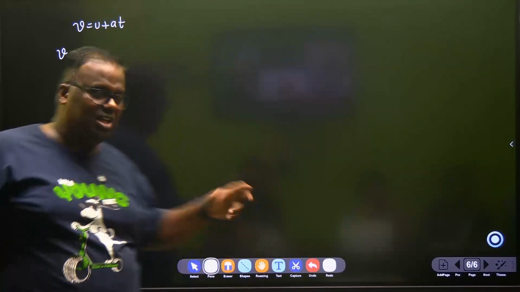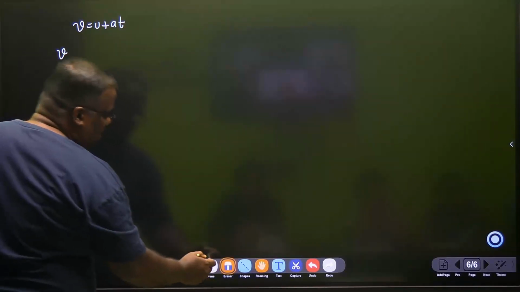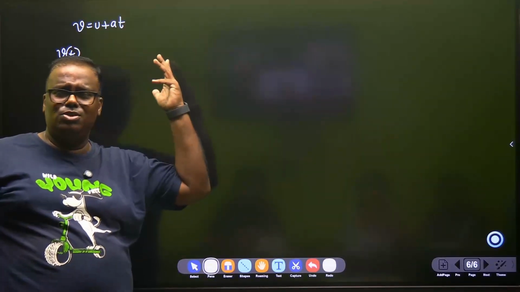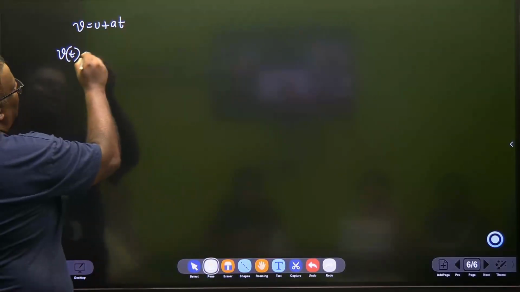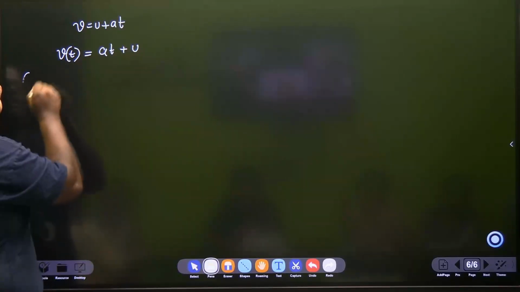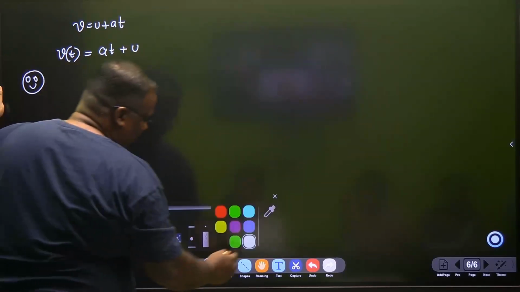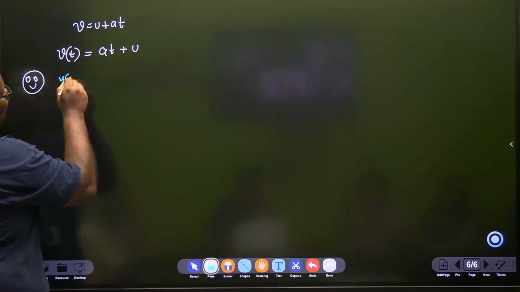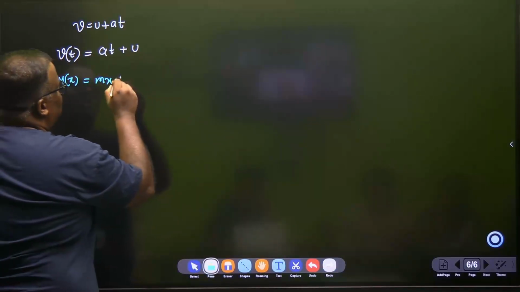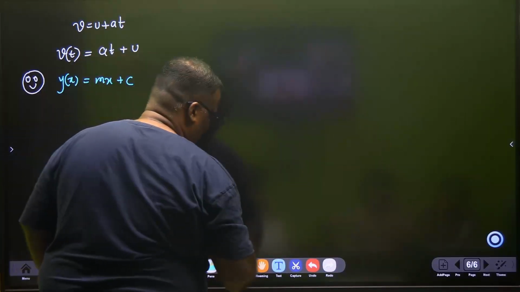Input is time. So let's rearrange this equation and write it mathematically, not like physics. In mathematics, I would prefer to write the velocity v as a function of t. You remember polynomial p of x? This is v of t. X was the variable, t is the variable. So v of t is given by at plus u. A little bit like y of x equals mx plus c. Now based on this knowledge, let us plot this graph.